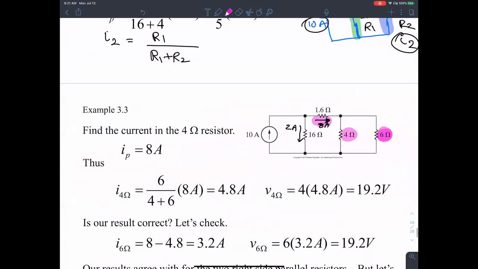The current flowing into the 4 ohm resistance is 4.8 amperes, while the current flowing into the 6 ohm resistance, when you do the math, is 3.2 amperes. So a larger resistance has a smaller current, and a smaller resistance has a larger current. When you add them up, you should get a total of 8 amperes. It makes intuitive sense, and it's also in line with the idea of current division. Questions, please. What questions do you have at this time?